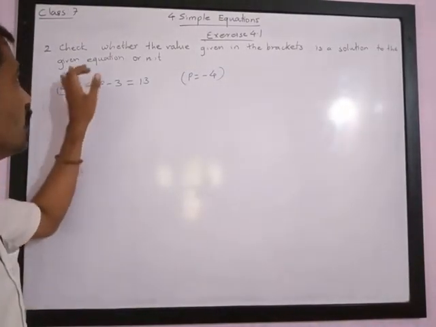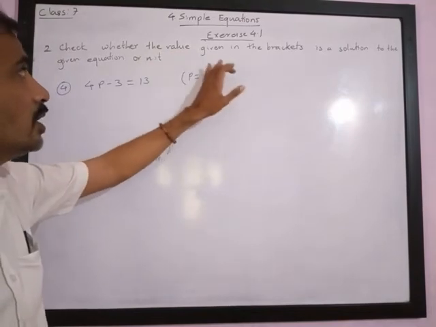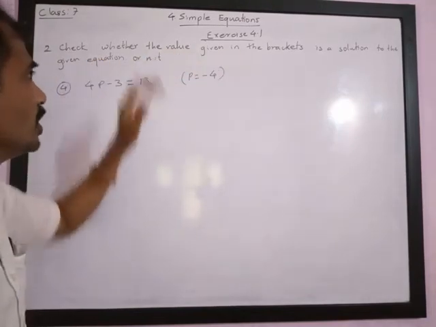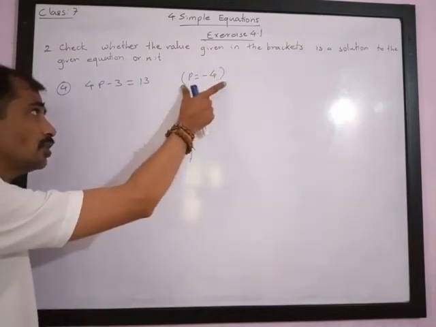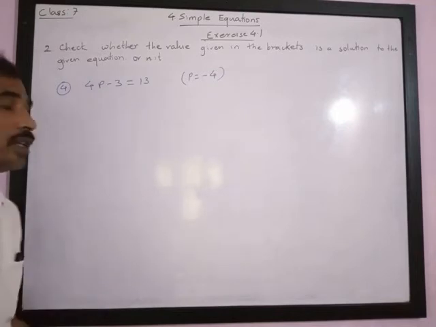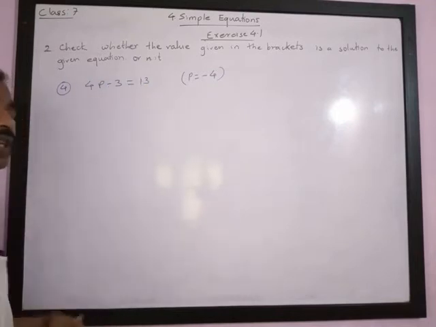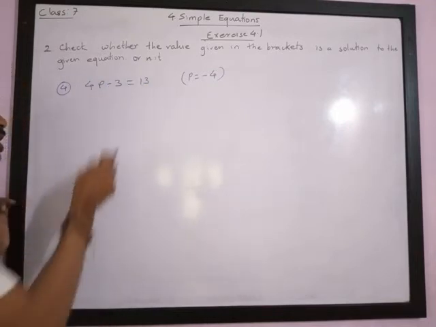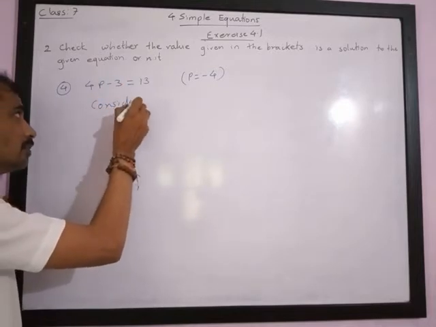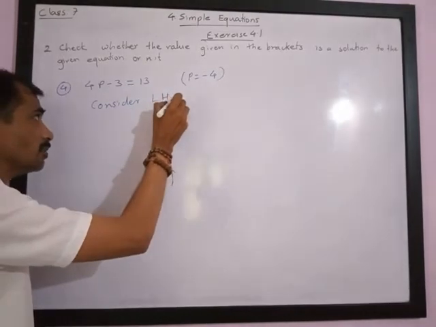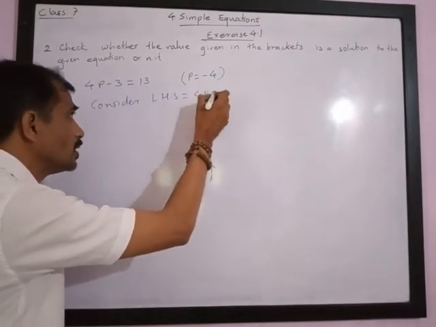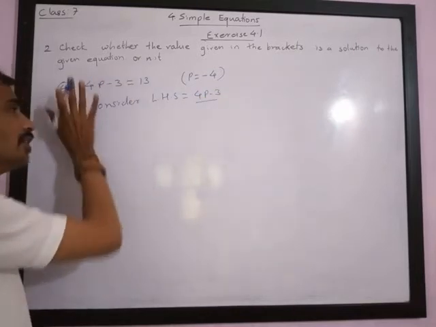We are solving the second question. Check whether the value given in the bracket is a solution of the given equation or not. Means we are asked to check whether p equal to minus 4 is the solution of the given equation, that is 4p minus 3 is equal to 13 or not. So for this we have to consider left hand side, that is equal to 4p minus 3. Only left hand side we have to consider.